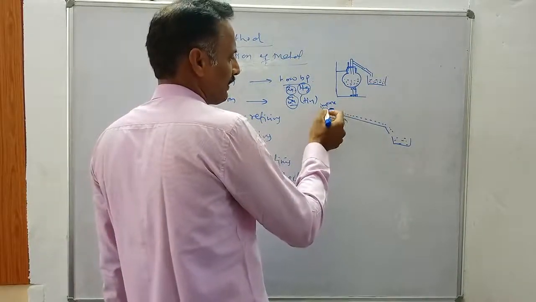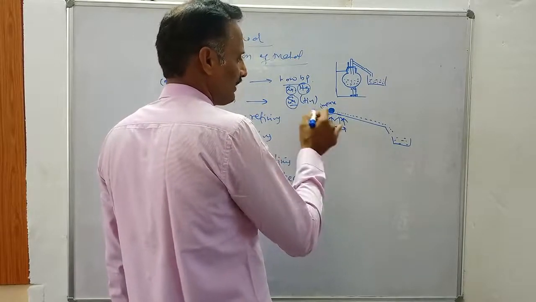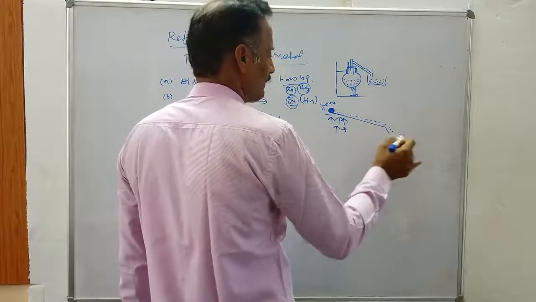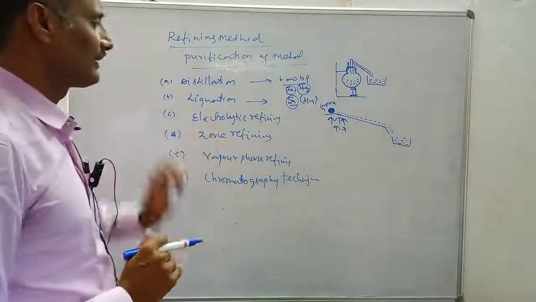The impurity has a high melting point, but the metal has a low melting point. On heating at low temperature, the metal melts first and is liquefied, and this liquid is collected in a separate vessel. Like this, we are separating impurity and metal. This is called the liquefaction technique.